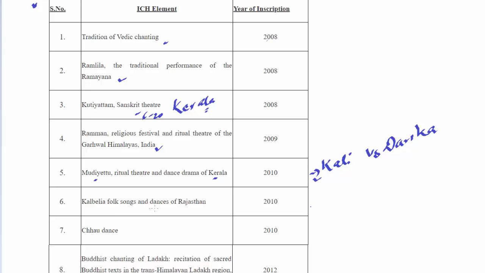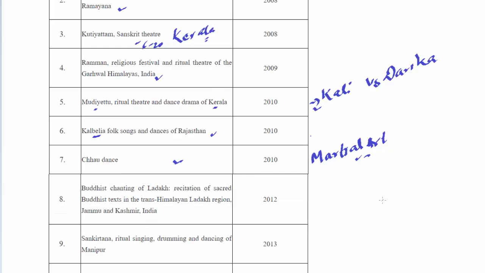Then there is the famous Kalbelia folk dance of Rajasthan, performed by the tribe of the same name in the state of Rajasthan, and the name itself depicts that it is based on the serpent movement. The dance moves resemble the serpent movement. Then next is Chow dance. Chow dance is a martial art dance performed in three states, Odisha, Jharkhand and West Bengal. While in some parts the dancers wear masks, in Mayurbhanj, the dancers do not wear masks. Mayurbhanj is in Odisha.